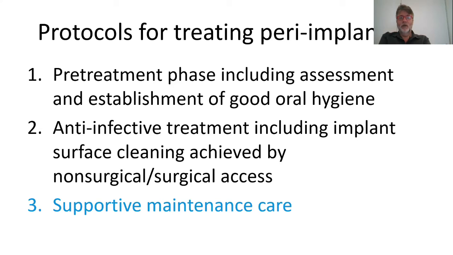In mucositis, you don't have a contaminated implant surface, whereas in peri-implantitis it's very, very difficult to clean that contamination away from the implant. So anti-infective treatment includes surface cleaning achieved by non-surgical access. You lift back the flap maybe, and you use a bit of that bleach on the surface. If you can see calculus there, then you have to remove the calculus.